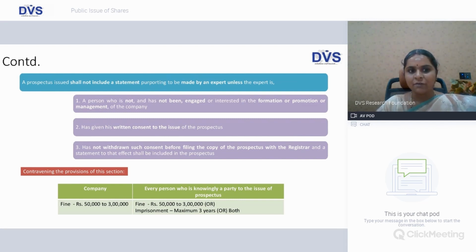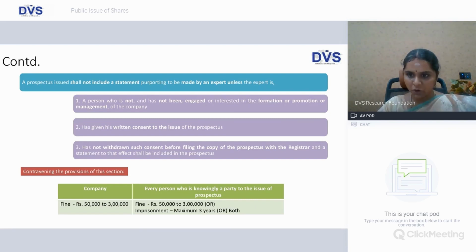This is very important. When the prospectus is issued, it shall not include a statement purporting to be made by an expert unless the expert is a person who is not engaged in the promotion, formation or management of the company, and the company has obtained express consent in writing from such person stating that his name is being mentioned as an expert for this particular statement, and he has not withdrawn his consent before filing the copy of the prospectus with the registrar. So all these conditions have to be satisfied to include a statement purported to be made by an expert.